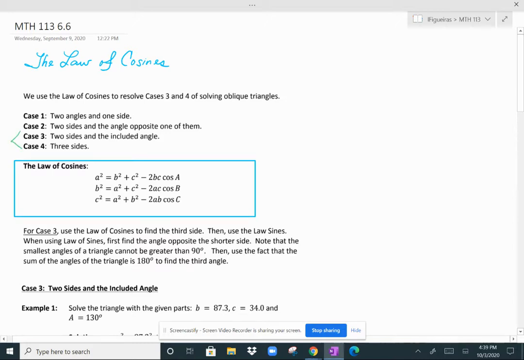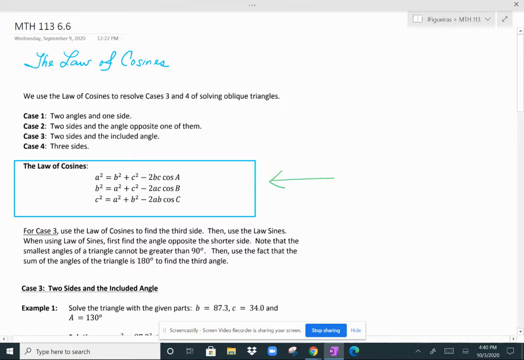We will use the law of cosines for case 3, when you're given two sides and the included angle between those two sides, or in case 4, where you're only given the three sides of the triangle and not the angles. The law of cosines looks like this formula, which you see in the box. There are three, although they are all very similar.